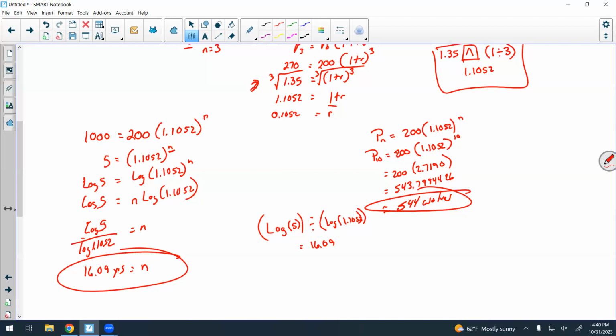Essentially, it's exponential growth, but you have a maximum population, a point where you can't have more than that amount. Think of fish in a lake. There's only so many resources, or people on a planet.